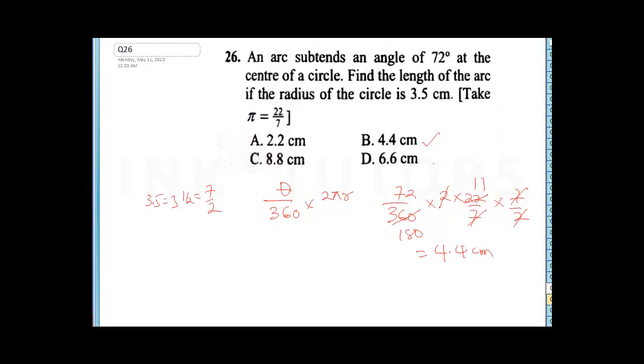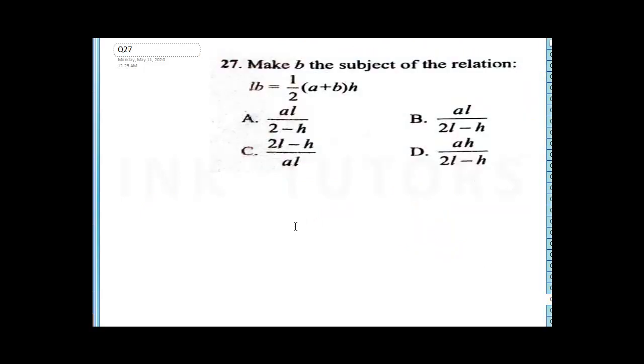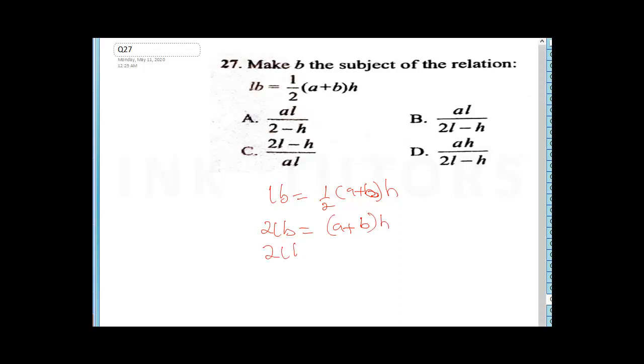Now the next question, question 27, it says make B the subject of the formula. Now to make B the subject of the formula, all you just have to do is: LB is equal to half A plus BH. So cross multiplying, 2LB will be A plus B, sorry, this is B, A plus B all multiplied by H. So this will be 2LB, open the bracket because we still have B on this side, AH plus BH.